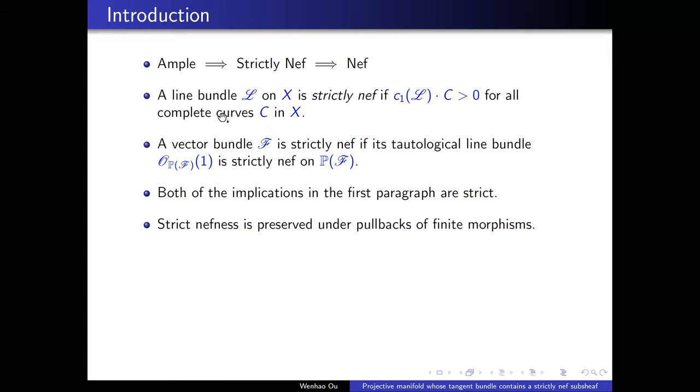Strictly nef vector bundles have some nice properties. They are preserved under pullback by finite morphisms. So in particular, strict nefness is preserved under restriction: if we restrict a strictly nef vector bundle to a subvariety, it is still strictly nef. And this might be the only nice property of strict nefness.